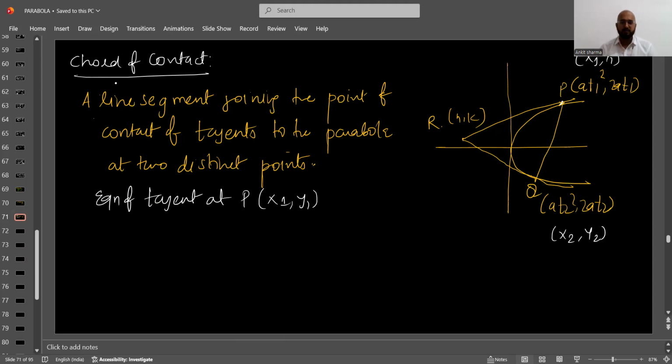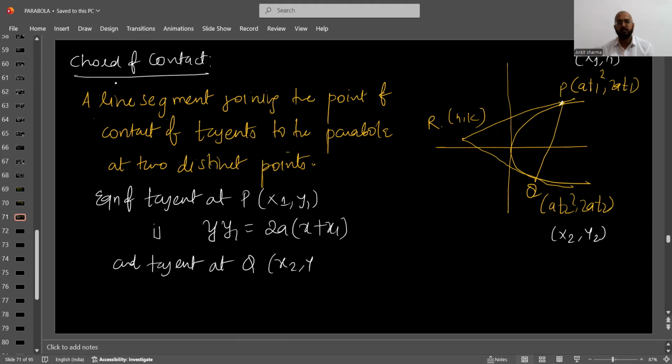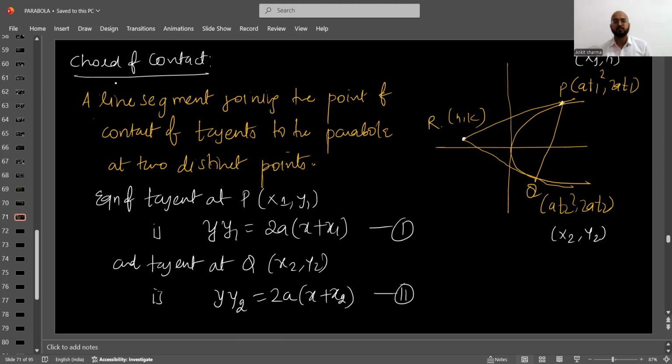So equation of tangent at P (x1, y1) is y1 y is equal to 2a into x plus x1, and tangent at Q, which is x2 comma y2, is y2 y is equal to 2a into x plus x2. These are my two tangents. Now, of course, they pass through a common point, which is R. That means they're intersecting. Our goal is not to find the point of intersection because we already have done it. So this is my point 1 and this is point 2.